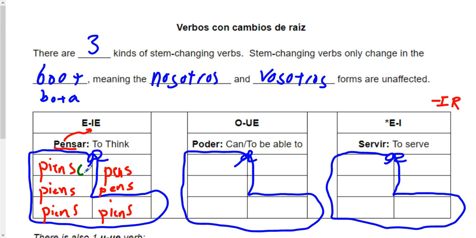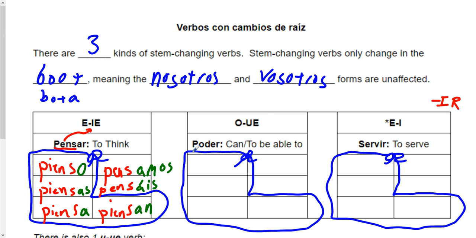So yo ends in O, pienso. Tú ends in as, piensas. Él, ella, usted ends in a, piensa. Nosotros pensamos. Vosotros pensáis. And ellos, ellas, ustedes piensan. Okay? So don't let the stem change screw you up with conjugation. It's just like you would any other AR, ER, or IR verb. You're just changing the stem as well.